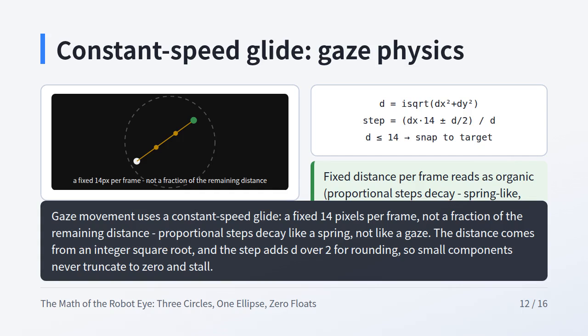Gaze movement uses a constant speed glide, a fixed 14 pixels per frame, not a fraction of the remaining distance, proportional steps decay like a spring, not like a gaze. The distance comes from an integer square root, and the step adds d over 2 for rounding, so small components never truncate to 0 and stall.